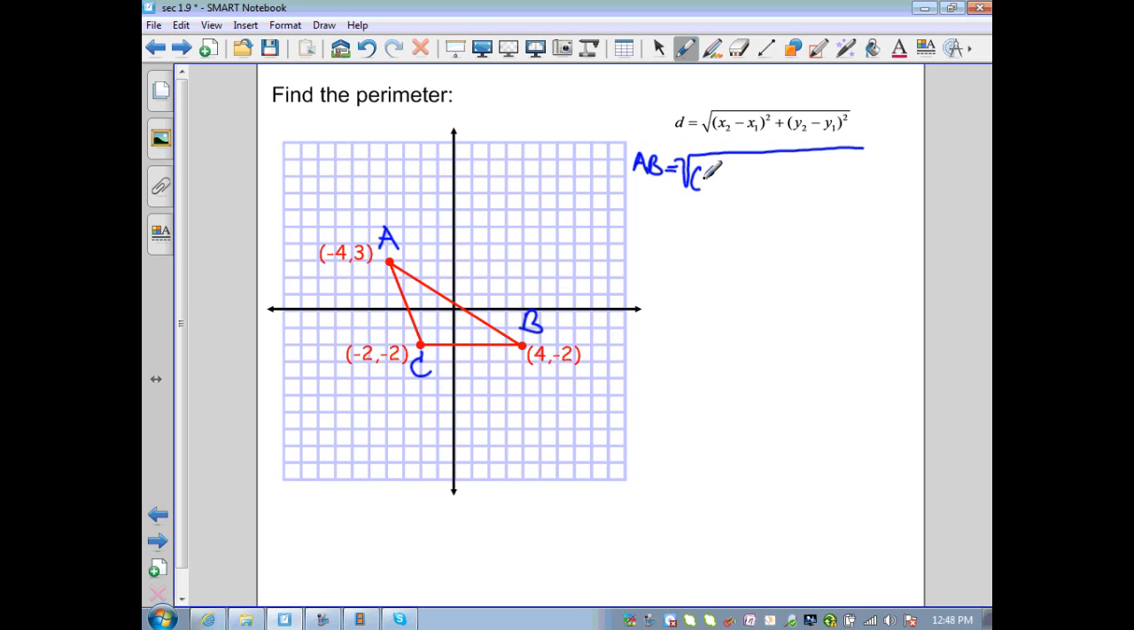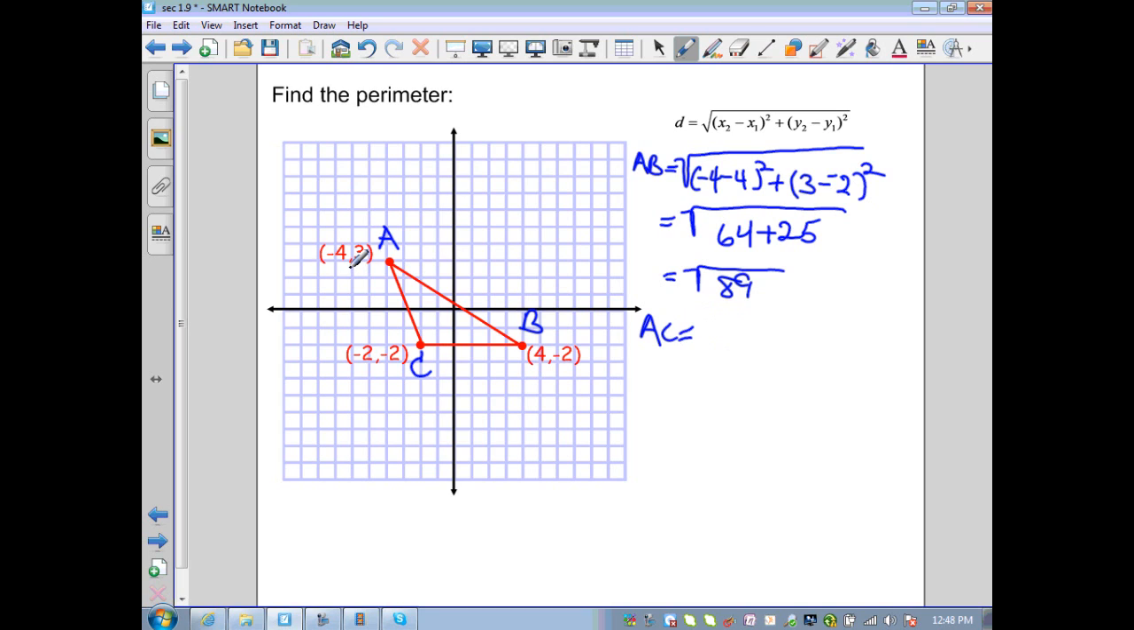Let's begin. (-4 - 4)² + (3 - (-2))². That gives us the square root of (-8)² is 64, plus 5² is 25. So the length of segment AB is the square root of 89. Let's continue by finding the length of segment AC.